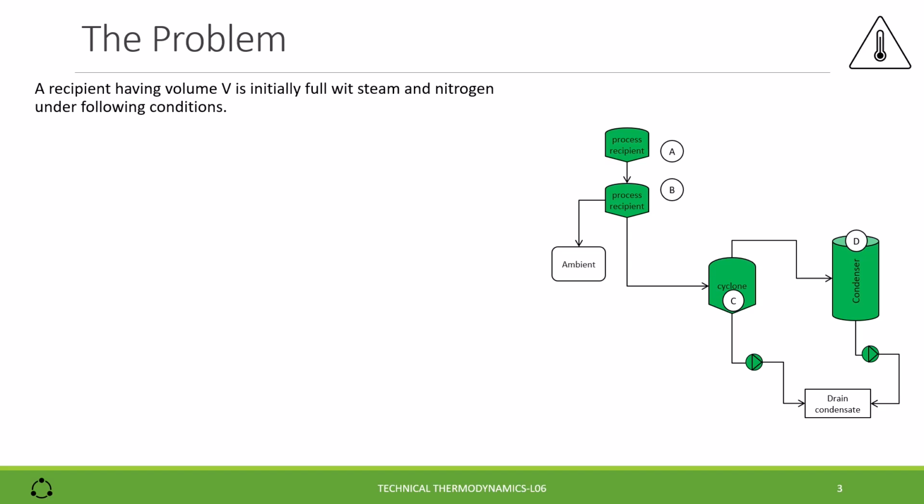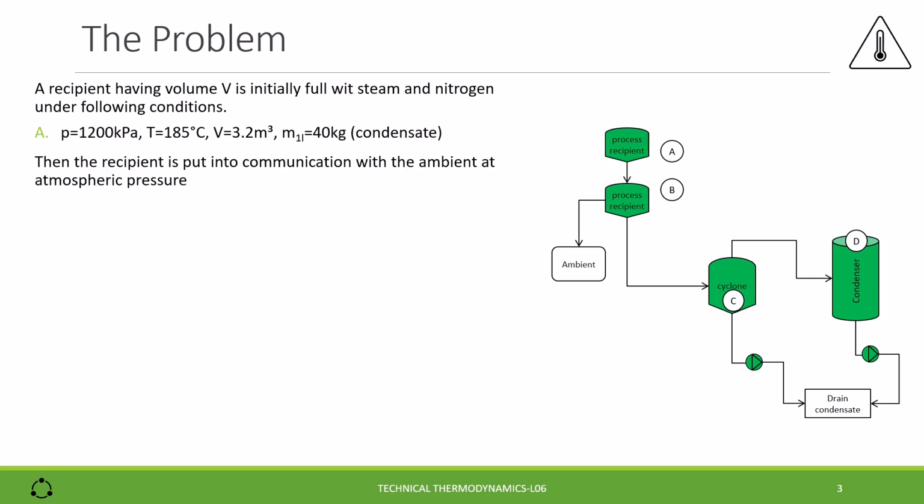A recipient having a volume V is initially full with steam and nitrogen under the following conditions: pressure 1200 kPa, temperature 185 degrees, volume 3.2 cubic meters, and the mass of the liquid is 40 kg. Then the recipient is put into communication with the ambient at atmospheric pressure, that is the condition B, where the pressure is 100 kPa and the volume stays the same.